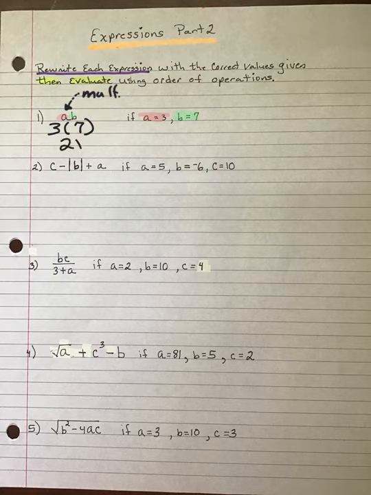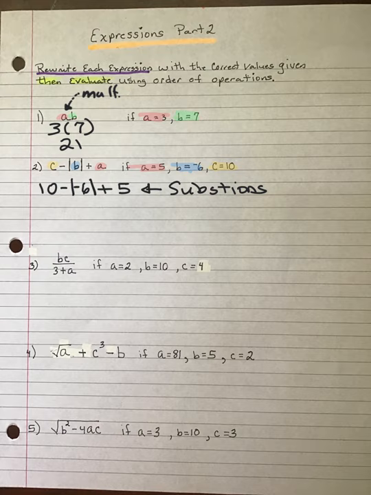Let's look at number 2. In number 2, we have C is 10 minus the absolute value, and B is being replaced with -6, and then plus, and then A is being replaced with 5. So notice that I replaced A with 5, I replaced B with -6, and I replaced C with 10. That is called the substitution step. So this step is the substitution step. All I did was take out the letters and replace them with the correct numerical values.